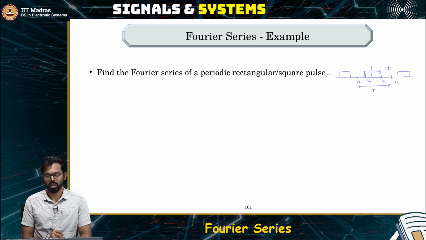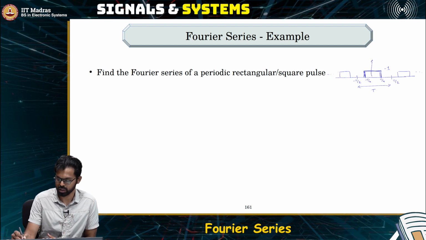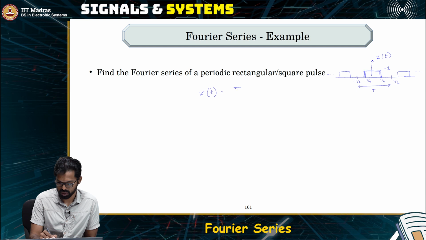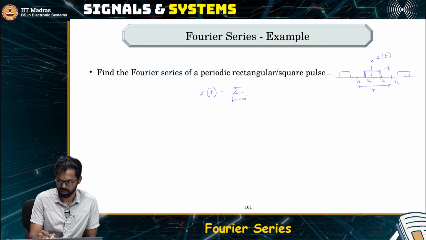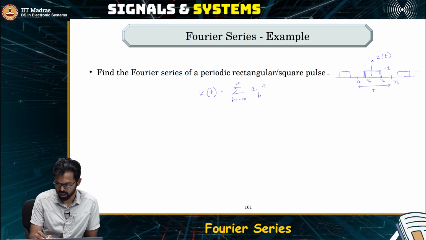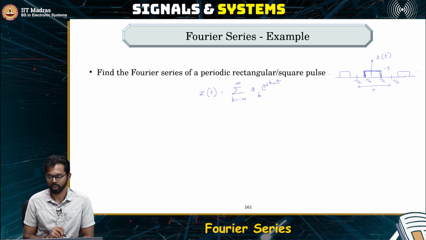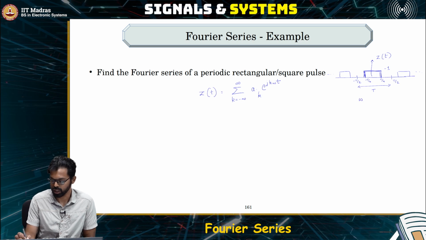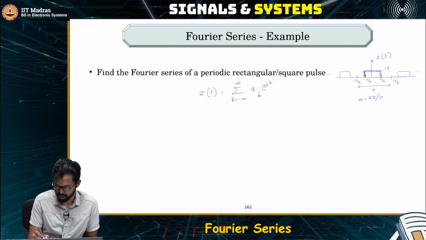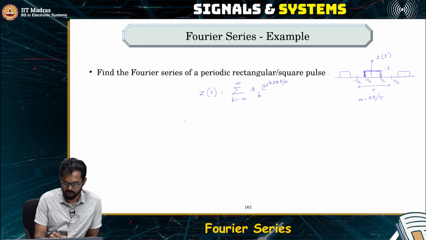1. Now, if we want to compute the Fourier series of this signal, how do we find it? Let's call this z of t. We said that z of t is equal to the summation, k running from minus infinity to infinity, a_k e power j k omega t. And what is omega here? In this case, omega is 2 pi by T, so we can replace this with 2 pi t by T. Now the question is, how do we find these coefficients?